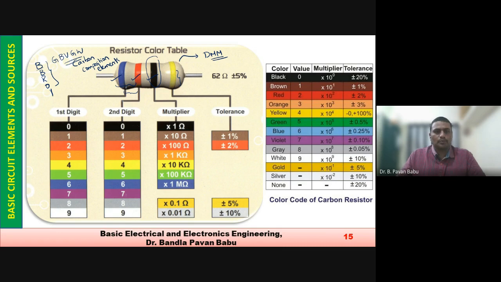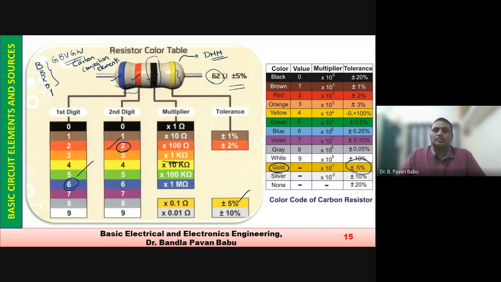Suppose the first one is blue, which represents 6, and the second color is red, which is 2, and it is being multiplied by the multiplier, here yellow, so it is 1. So it is 62 ohms, and the tolerance is plus or minus 5%. Mostly it will be gold. Yes, here it is, the gold.